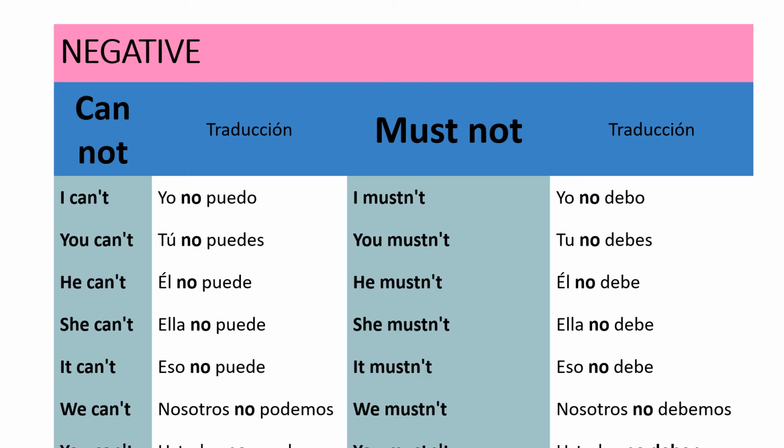And this is the negative form, cannot or must not. Remember, with a contraction you can say can't. You can say cannot or you can say can't. You can say must not or you can say mustn't. It's the same. I can't. You can't. He can't. She can't. It can't, etc. I mustn't. You mustn't. He mustn't. It's the same word.